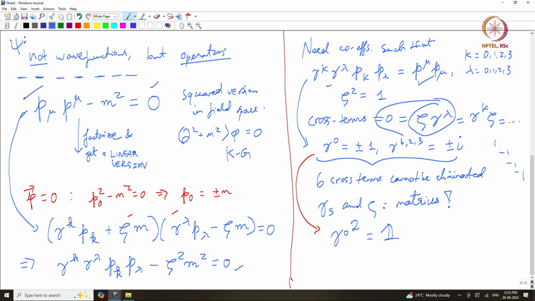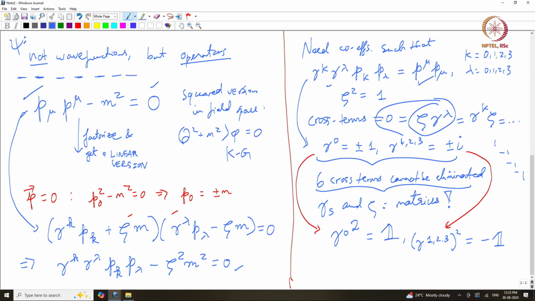So, I do not yet know the dimensionality of this matrix, okay, but at least I can guess that it is an identity matrix. Similarly, this condition for the other gammas should give me what? That gamma 1 or gamma 2 or gamma 3 squared gives me minus the identity. Okay. Then can I do something about the cross terms?